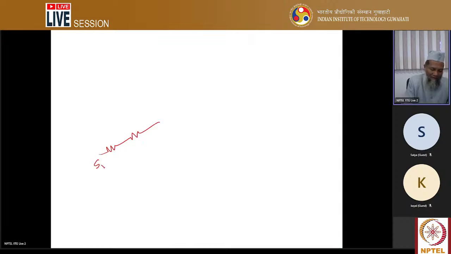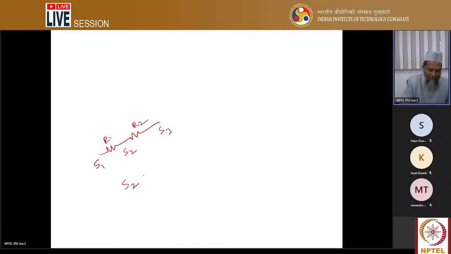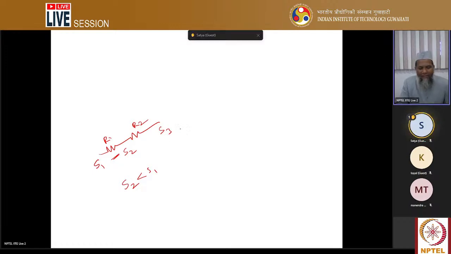This is S1, this is S2, S3. The R1, R2. S2 is less than S1 because there will be some drop across this R1. So like that. So what is the signal strength? How much reduction in the signal strength is allowed without changing the circuit operation?